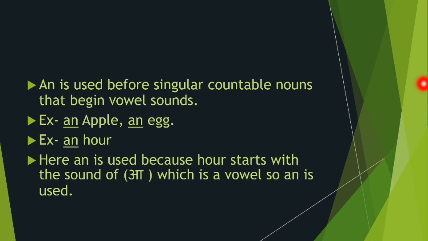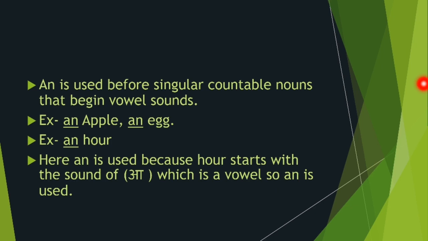Now just see everyone, let's take one more example. An hour. Now you will think, ma'am, here h is coming and h is not a vowel, but still we have used an. Why have we used an? Again you have to check the sound of the word. Which sound is coming? An a sound is coming, and a is a vowel sound, and with vowel sounds you are going to use an.